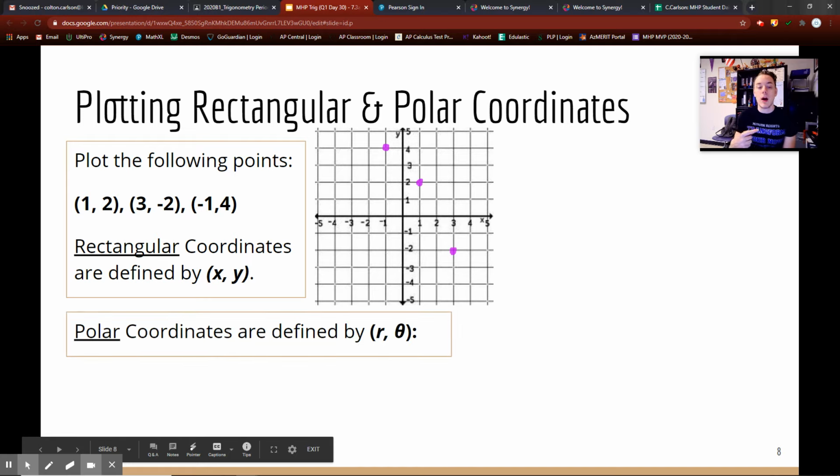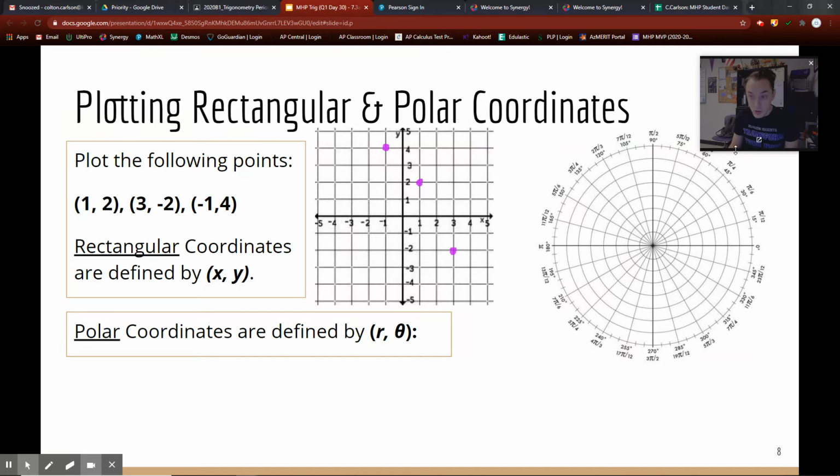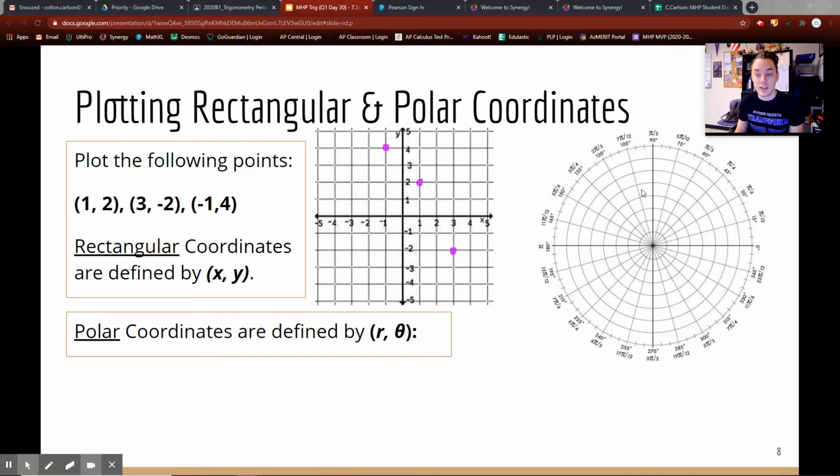Now, how do I plot polar coordinates? Instead of using what we call XY, we're now going to be using what we call R theta. Okay, R theta. And so it's a little bit trigonometric instead of just algebraic, but it's very algebraic still, and I'm going to show you what that is. So this is what the polar coordinate system looks like.